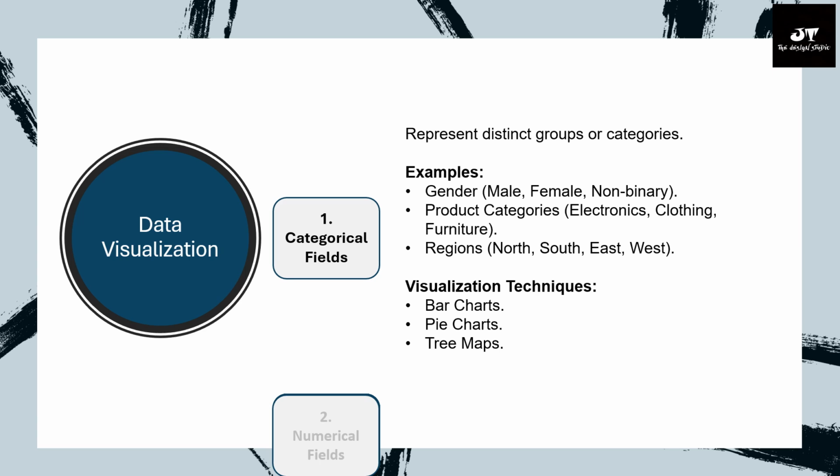Since categorical data is best understood through comparisons and distributions, effective visualization techniques include bar charts for comparing category sizes, pie charts for showing proportional relationships, and tree maps for displaying hierarchical structures.